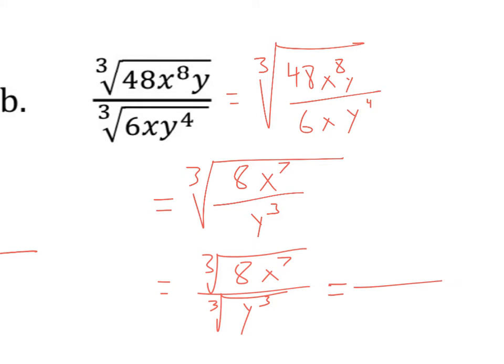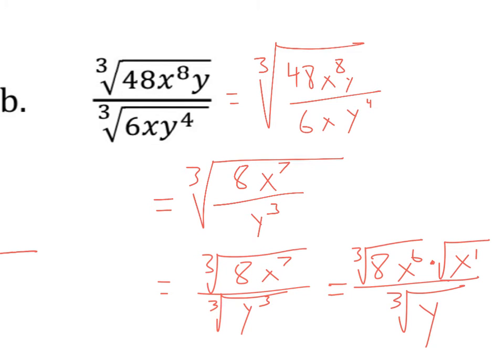Now we see that on the top, we can cube root 8. But we cannot take the cube root of x to the 7th because it's not a multiple of 3. So we need to write this as x to the 6th times x to the first. Now 3x cubed, that's great. 3y cubed actually, because they're the same index. That's just going to cancel here.